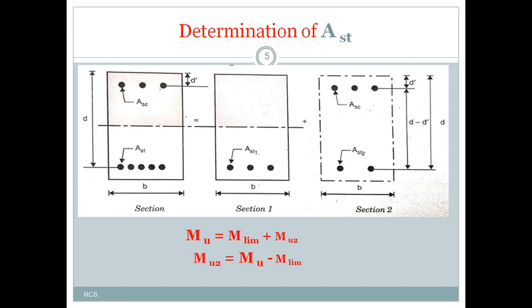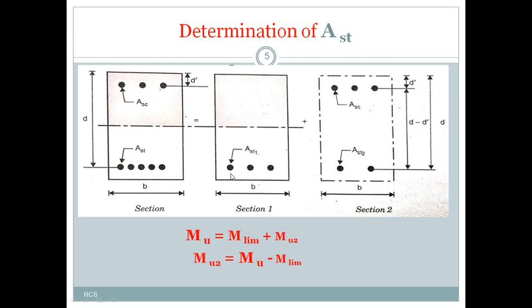You know, AST is the area of tension reinforcement of a doubly reinforced beam, and ASC is the area of compression reinforcement. For analysis purposes, we have divided this beam into two simple sections, section 1 and section 2. Section 1 we are assuming as a balanced singly reinforced beam. You know what a balanced beam means, right? And section 2 is some imaginary beam we are assuming.